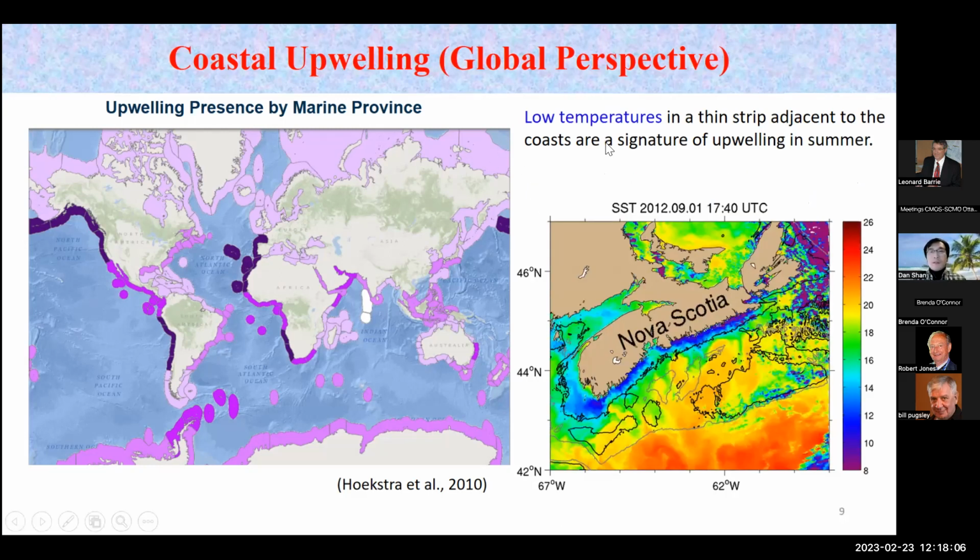If you take a look at the upwelling process on the west coast and east coast of Canada, you see that there's a very important upwelling process on the west coast of Canada, and also a significant presence of upwelling on the east coast of Canada. Today, I'm going to focus on the upwelling process of Nova Scotia. This is a satellite image capturing the upwelling process in September 2012. Again, you see this low temperature along the coast.